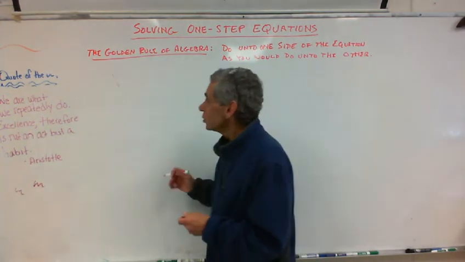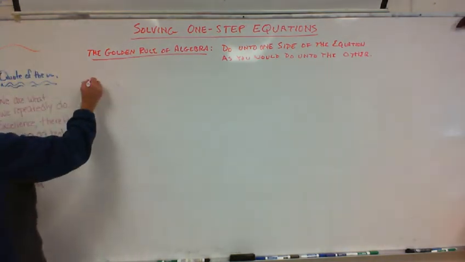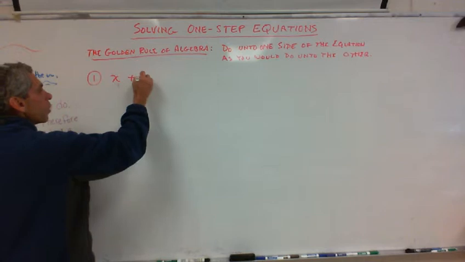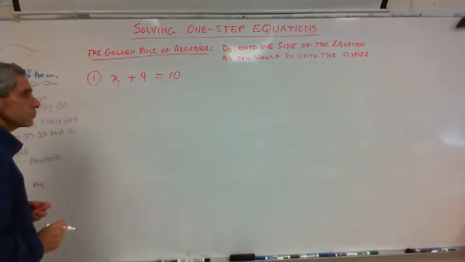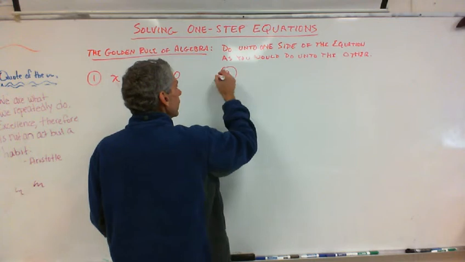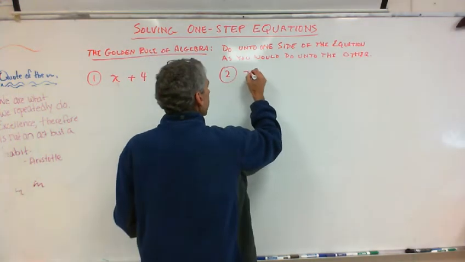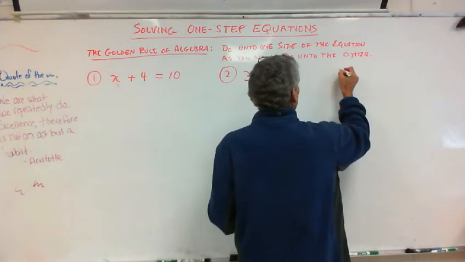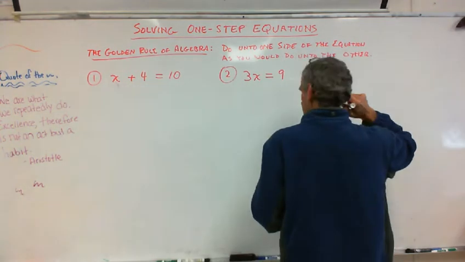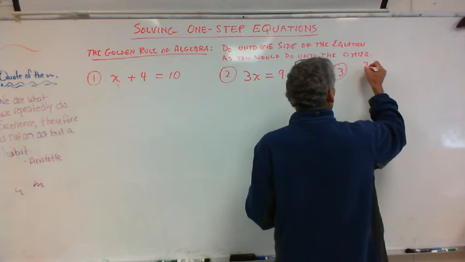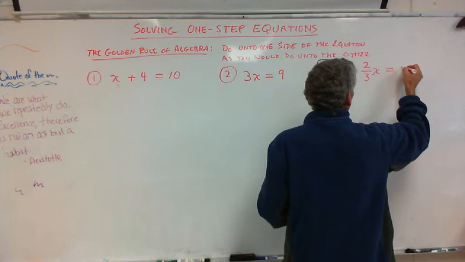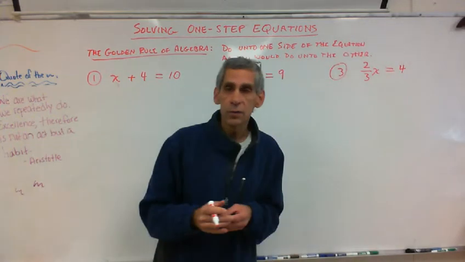So there's three types of problems that you're going to see, and I'm going to write each one up. You could have x plus 4 equals 10. Another problem you might see would be 3x equals 9. And a third kind of problem you might see might be 2/3 x equals, I don't know, 4. 2/3 x equals 4.